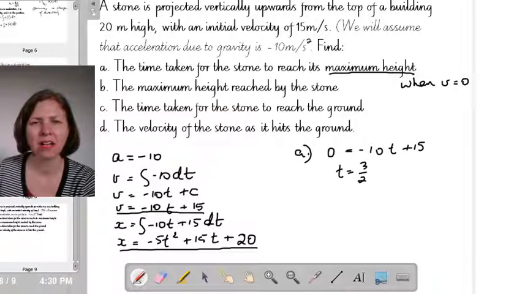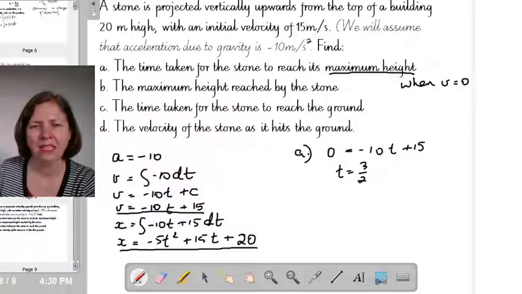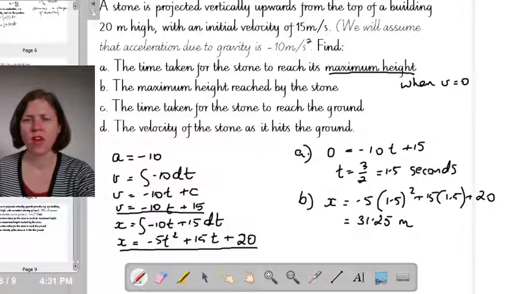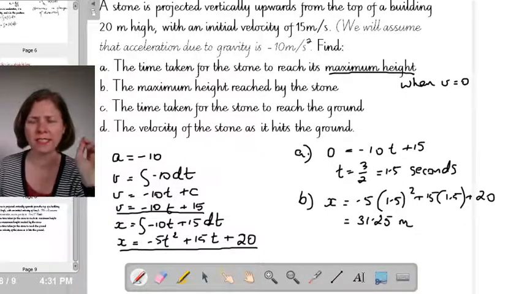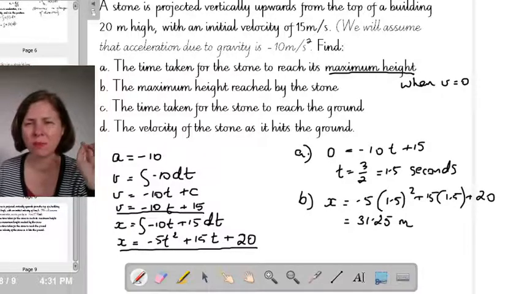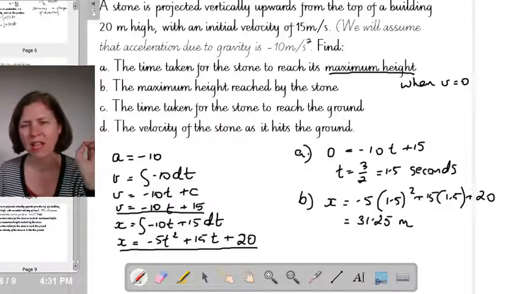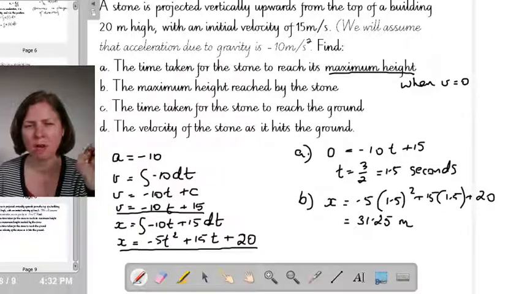Okay, part B. I need to find that maximum height. So now what I need to do is substitute the value I've just found for t into the x function, which gives me the location. All right, so now I have substituted in, and I quickly wrote down 3 over 2. I rewrote it as 1.5. I didn't want to start squaring that fraction. And I used my calculator to do this. So I've got negative 5 times 1.5 squared plus 15 times 1.5 plus 20, which comes out to 31.25.